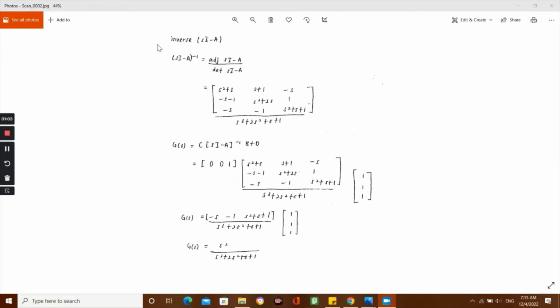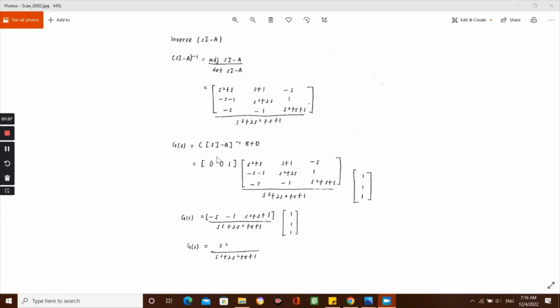After that, we calculate the inverse of sI minus A. To get the inverse of sI minus A, use the formula adjoint of sI minus A over determinant of sI minus A. This is the matrix that we get for the inverse of sI minus A. To get the transfer function, we use the formula G(s) equal to C inverse of sI minus A, B, plus D. So this is the matrix of C, this is the matrix of sI minus A, and this is matrix B.